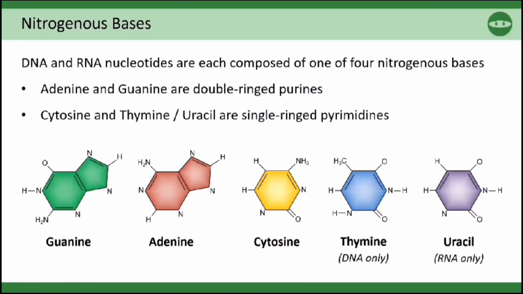These are the nitrogenous bases present in DNA and RNA. Adenine and guanine are double-ringed purines. Cytosine, thymine, and uracil are single-ringed pyrimidines.